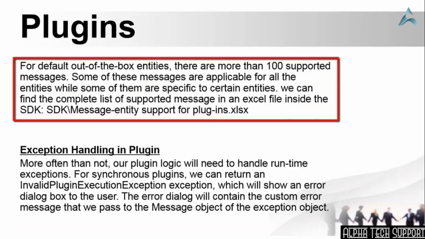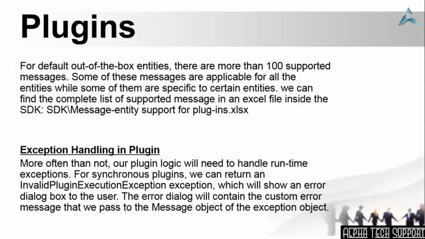For default out-of-box entities, there are more than 100 supported messages. Some of these messages are applicable for all the entities, while some of them are specific to certain entities. We can find the complete list of supported messages in an Excel file inside the SDK, that is Software Development Kit. In that SDK, if you go to the message entity support for plugins.xls file, you will get the complete list of supported messages.